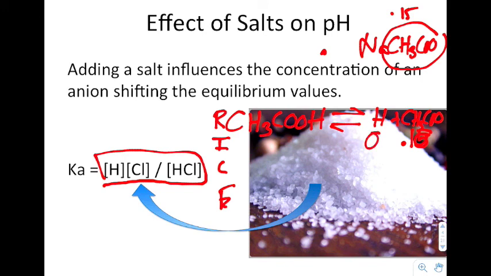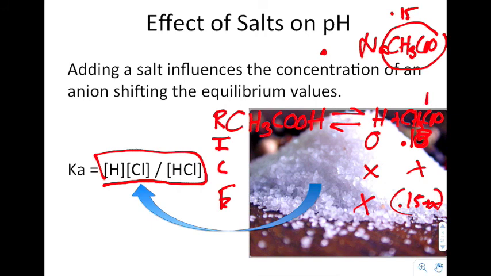But that's why you would get different values. So you'd get X, X. So you'd have X, and then you'd have 0.15 plus X. And so you get a little different value whenever you do that. So realize that the salt can affect the pH. You should also be able to explain this in terms of Le Chatelier's principle.